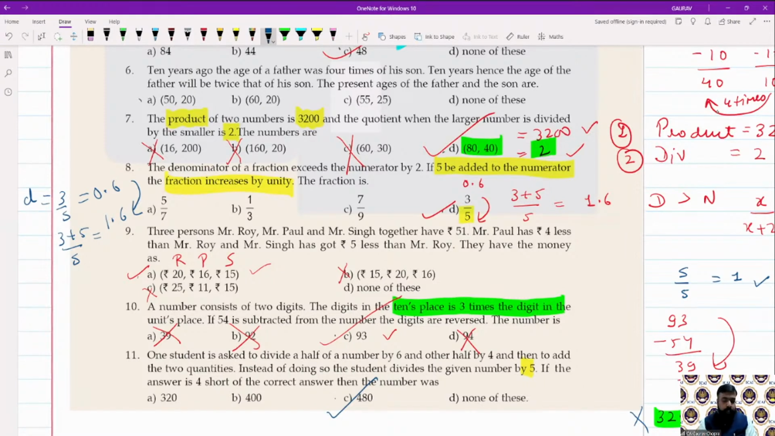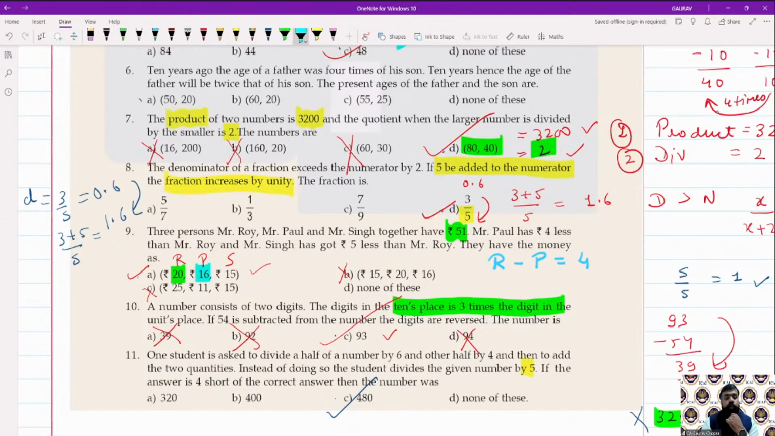Then Nikita is saying to repeat question number 9 also. See, in question number 9, the question says that there are 3 persons, Roy, Paul, and Singh, and the total money they are having is rupees 51. Mr. Paul has 4 less than Mr. Roy. That means the difference between Roy and Paul is rupees 4. Now check from the options. Roy is having 20 rupees, Paul is having 16 rupees.